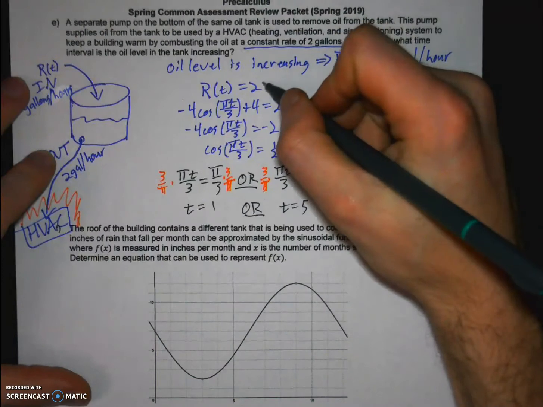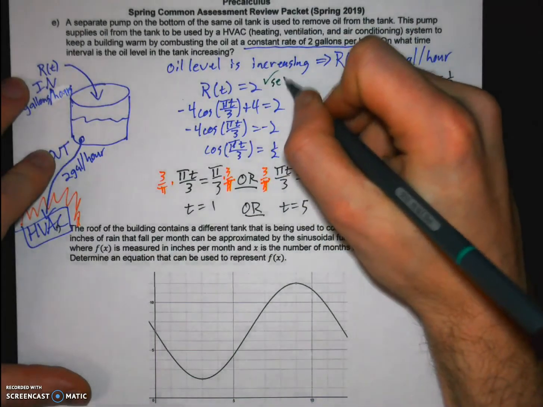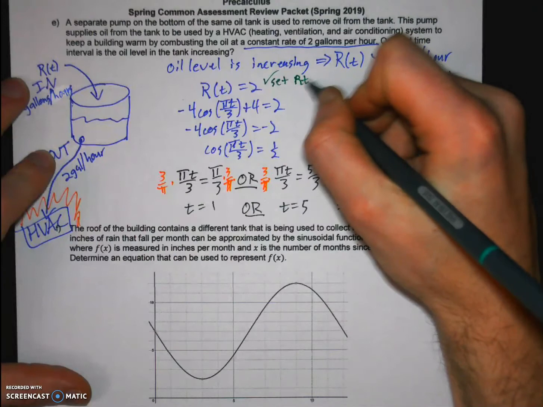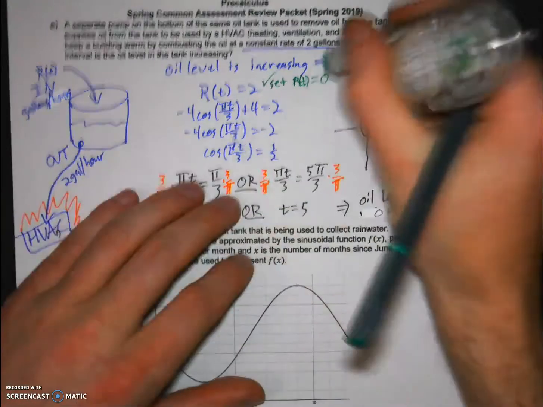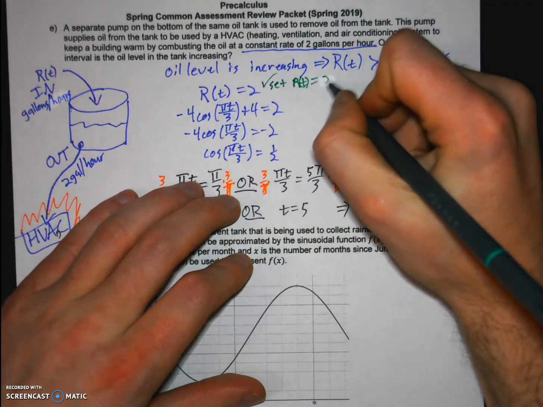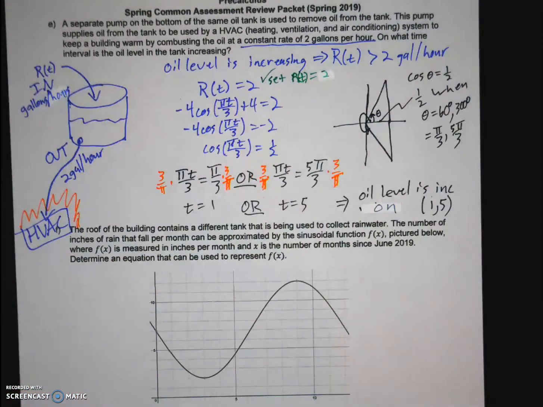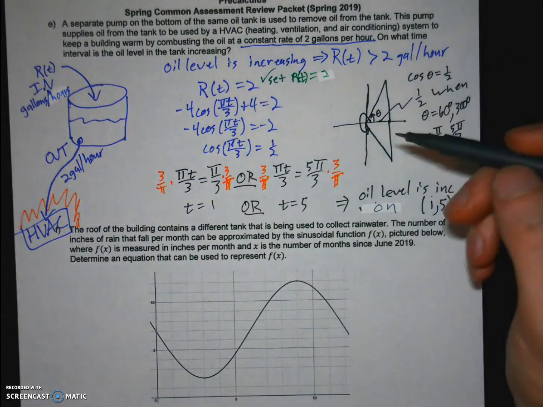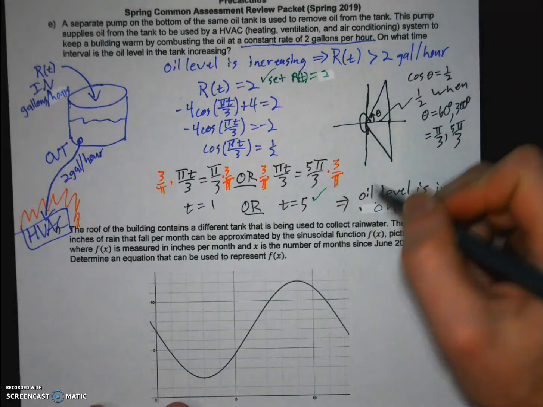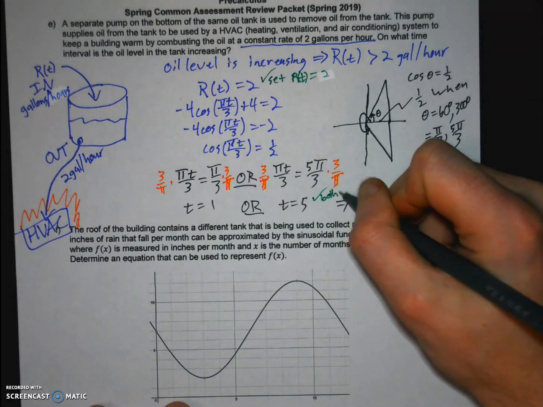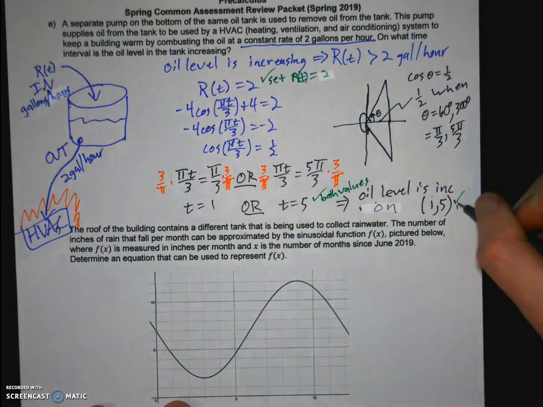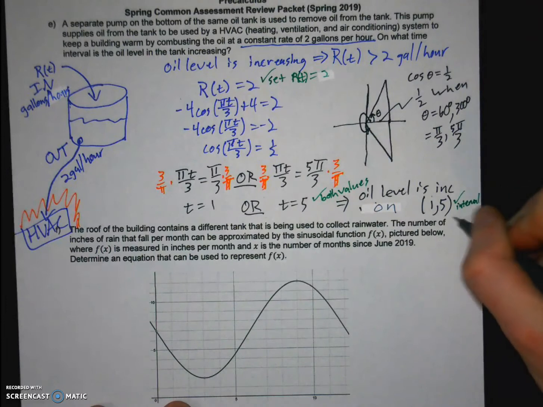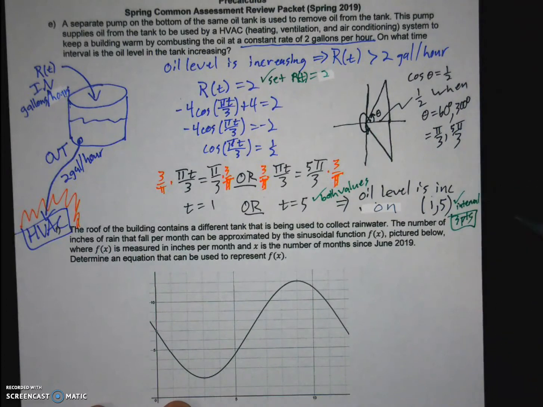You would have earned the first point if you set R of t equal to 2. The second point comes down here if you got both values. And then the third point comes from the interval. So that was 3 points on that problem right there.